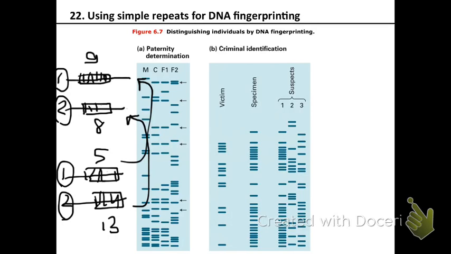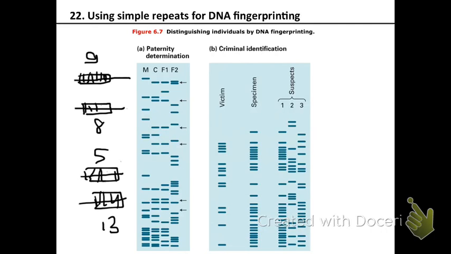So what the researchers do is they isolate DNA and then they cut the DNA using restriction enzymes outside of these repeats, right?